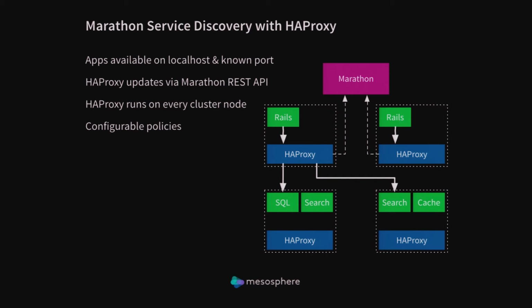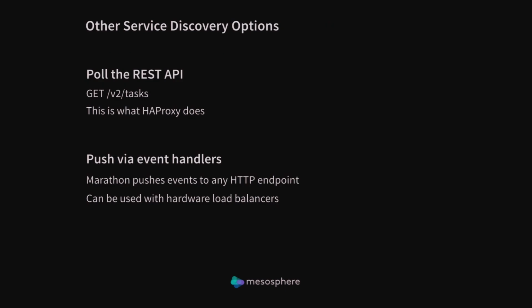You can basically build your own service discovery system or integrate with your own service discovery system if you have something set up already. And there are two ways: a pull way and a push way. So you can pull the REST API. It's basically just a GET request to v2 tasks. This is exactly what HAProxy does. That's where it gets its configuration from.